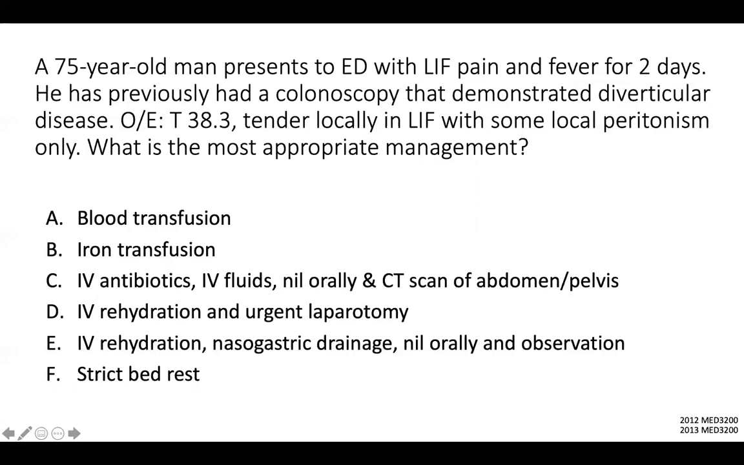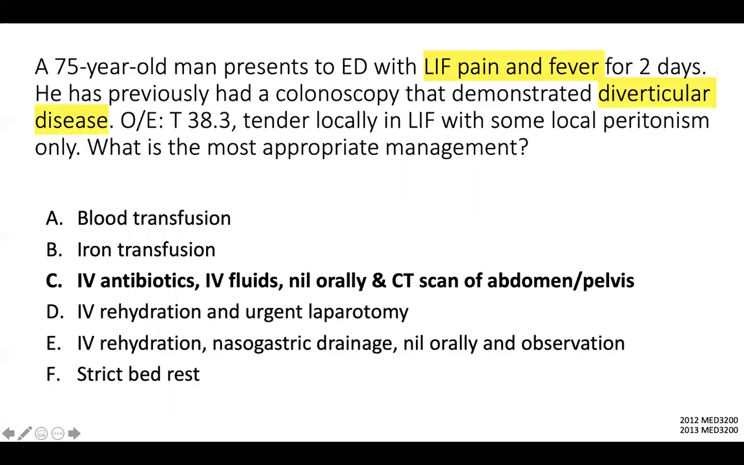So left-sided pain and fever, what is it? Oh wait, it's not a what-is-it question. What is it anyway? Diverticulitis. So what do you want to do? Yeah, CT abdo, that will give you the diagnosis. And as we said already, antibiotics, fluids, nil orally, and yep.